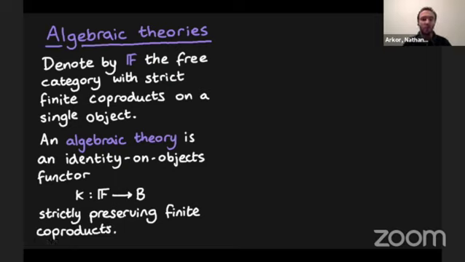Recall that an algebraic theory is an identity-on-objects functor from the free category with strict finite coproducts on a single object that strictly preserves finite coproducts. This category F here is equivalent to the skeleton of the category of finite sets and functions. I'm going to be using the original definition in terms of coproducts rather than products, as is typical nowadays, but you can just dualize and everything will be familiar.